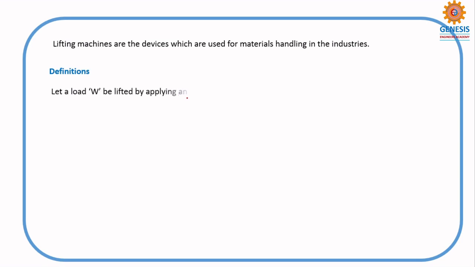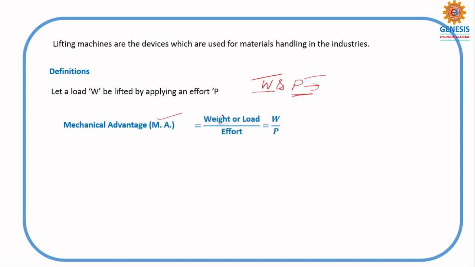So first definition. In this case, our friends are W and P. W is the load we have to lift, and P is the effort by the human. So this is the human, this is the weight to be lifted. These two words, and then what is called mechanical advantage? What is the advantage you get by designing or making a simple machine? That is the weight to be lifted by effort.